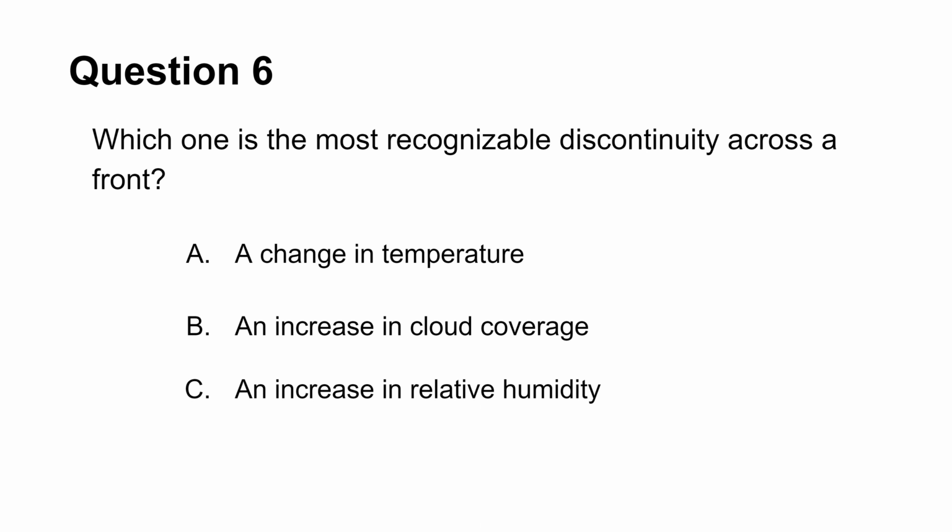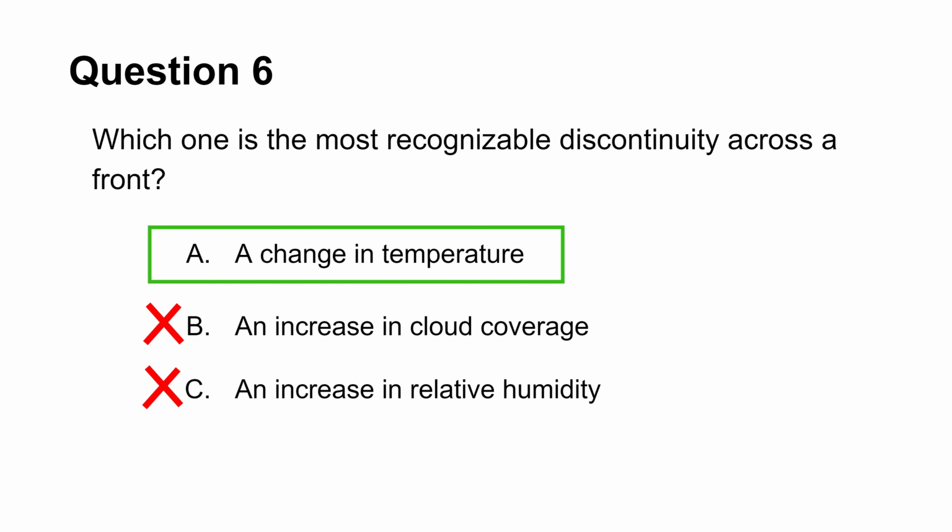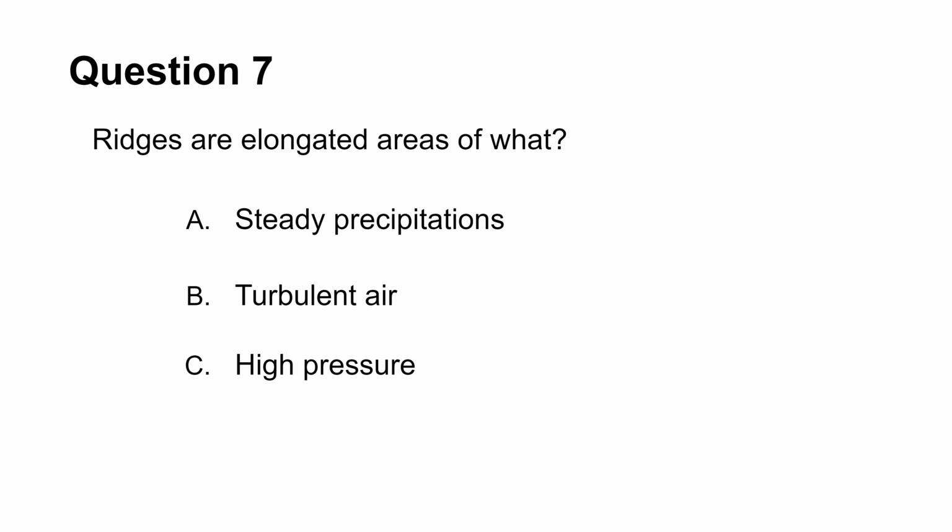107 exam. This question asks you to identify the most recognizable discontinuity across a front. Choice B is incorrect because cloud coverage is not a necessary condition to exist across a front. Similarly, choice C is incorrect too because changes in relative humidity are not easy to recognize across a front. This makes choice A the answer because temperature changes are indeed one of the most reliable indicators for a frontal passage. The next question tests your knowledge of the definition of ridges.